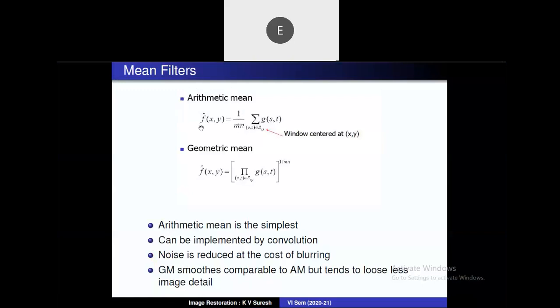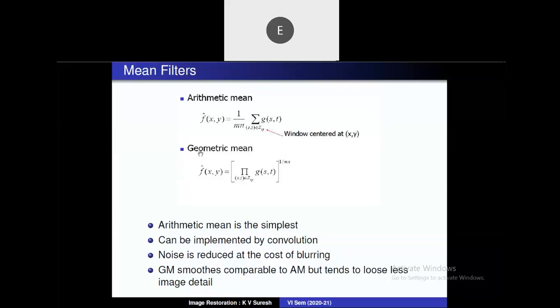F hat is the filtered image. G of x comma y is actually the original noisy image. So I can just apply a simple smoothing filter, and the window size can be increased. By increasing the size of the window, you can have more and more smoothing of noise, but that is at the cost of smoothing edges. All of you know about it. I have also shown a simulation earlier in Unit 2. So this is one type of filter that I can use to remove noise.